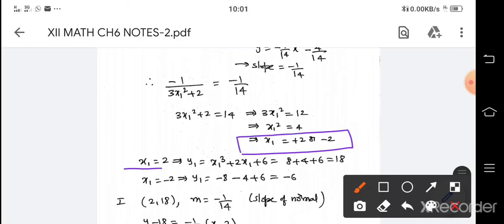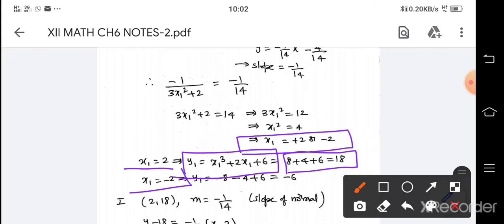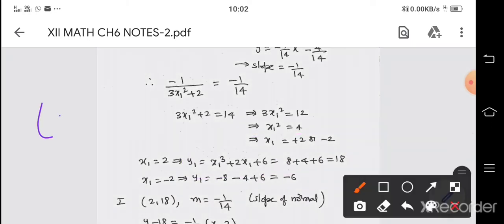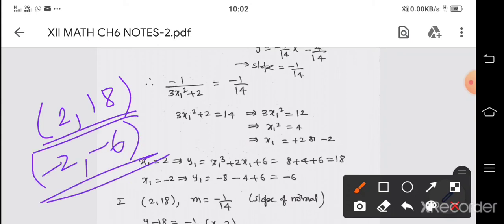By substituting x1 = 2 in y1 = x1 cube + 2x1 + 6, we get the y1 value. By substituting x1 = -2, we get one more y1 value as -6. So now we got the 2 points of contact. One is (2, 18), another one is (-2, -6). These are the 2 points of contact, and slope of the normal is -1/14.